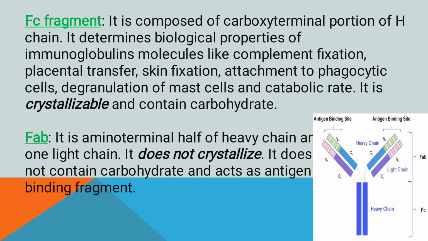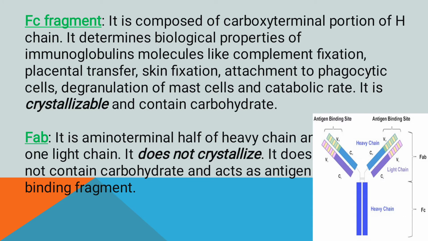Coming to the Fc fragment. Usually this antibody structure has two heavy chains and two light chains, and the light chain and heavy chain combinedly form the Fab region, and the Fc region is formed by only the heavy chain, and the Fd fragment is formed by a part of the heavy chain of the Fab end.